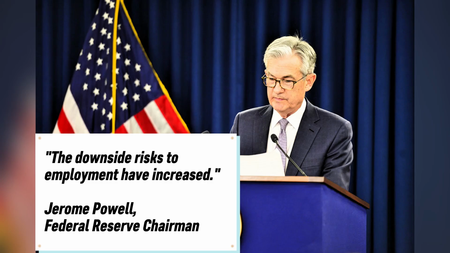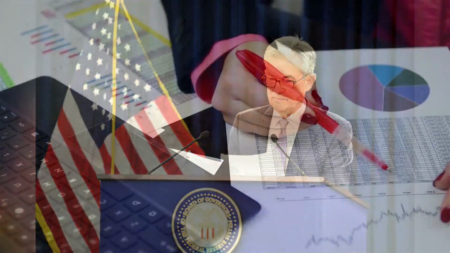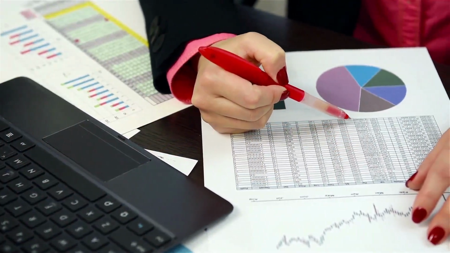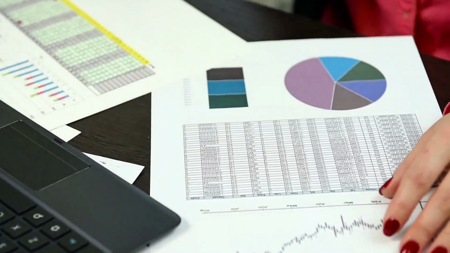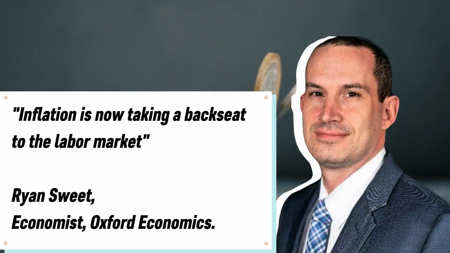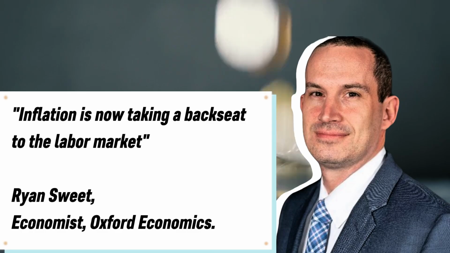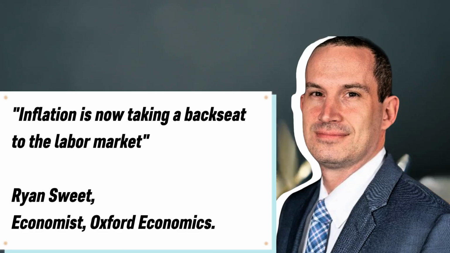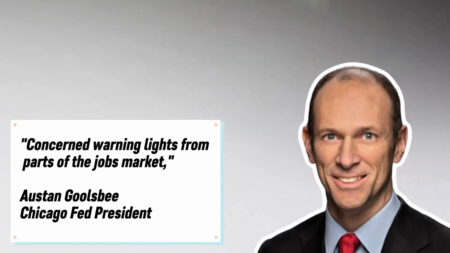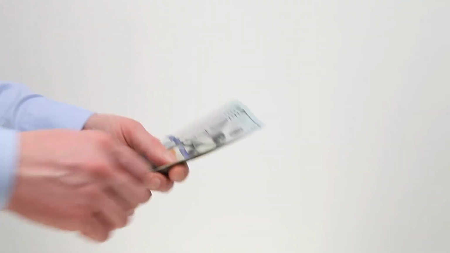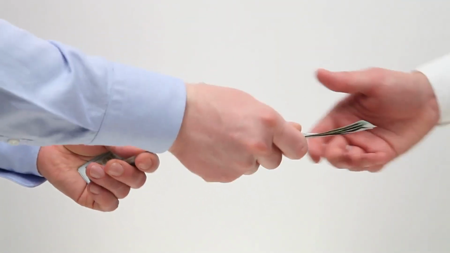Several Federal Reserve officials have echoed Powell's sentiments, suggesting that the Fed is now more concerned with stabilizing the labor market than it is with inflation. "Inflation is now taking a backseat to the labor market," commented Ryan Sweet, chief U.S. economist at Oxford Economics. Additionally, Chicago Fed President Austan Goolsbee warned of concerning warning lights from parts of the jobs market, highlighting the delicate balance the Fed must strike to avoid further economic downturns.